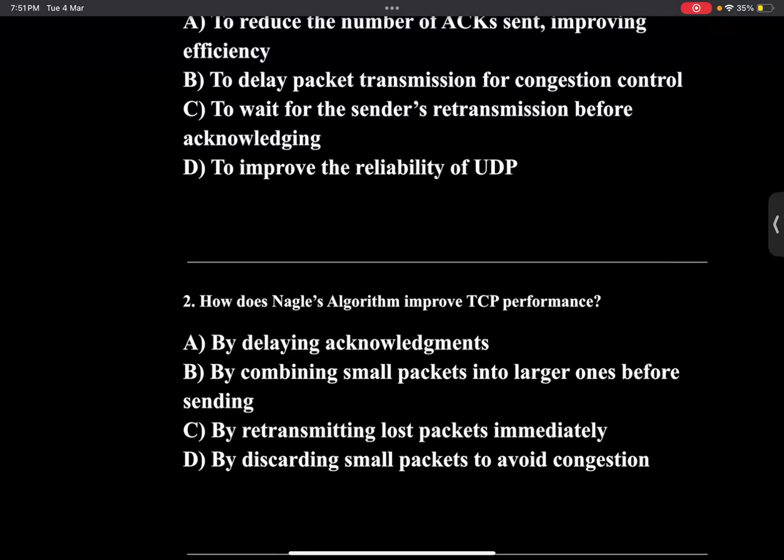Panashi, please write the question number as well with the option. Yes, come on.